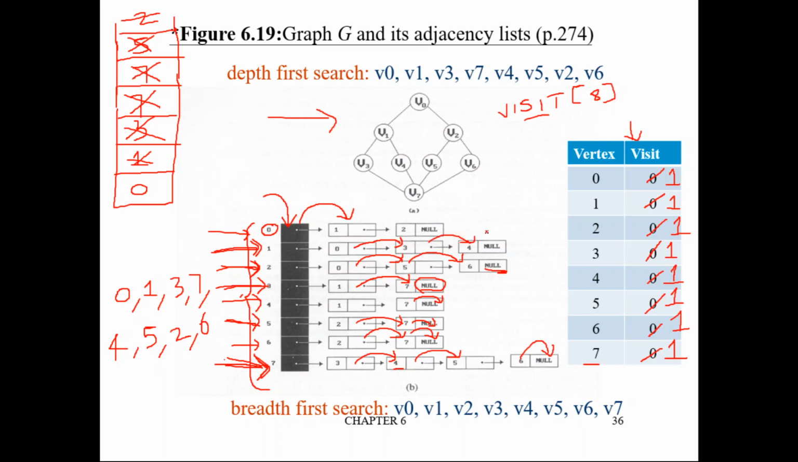Then go next. Null. Whenever you reach null you have to pop, so pop. Now when you pop, 0 will come out. From 0, 1 is visited, yes. Go next. 2 is visited, yes. Then go next. Null. So when there is null you have to pop.